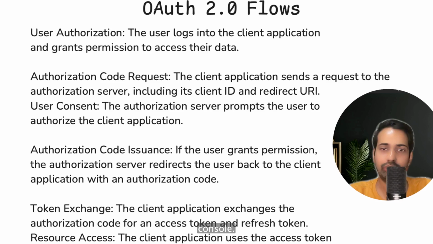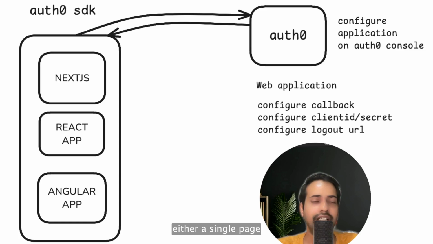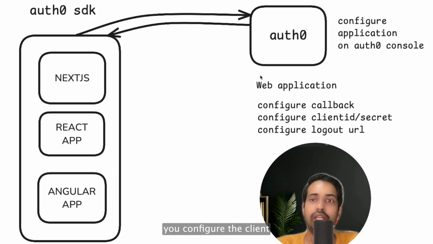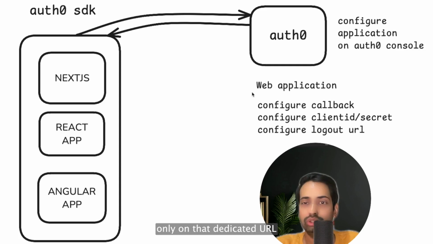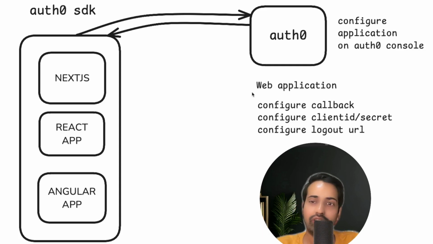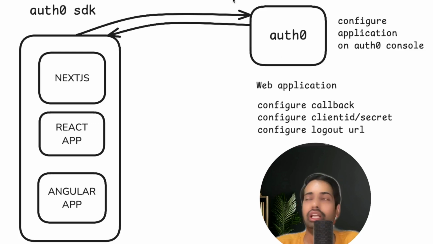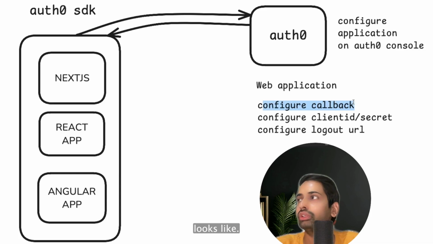You go to the Auth0 console. You create a client ID and a secret that you are going to configure with your web application, either a single page application, CSR, or SSR. And on the Auth0 console, you configure the callback and logout URL so that Auth0 will only return the callback to the dedicated URL which you are configuring, right? Not any random URL, just for security.